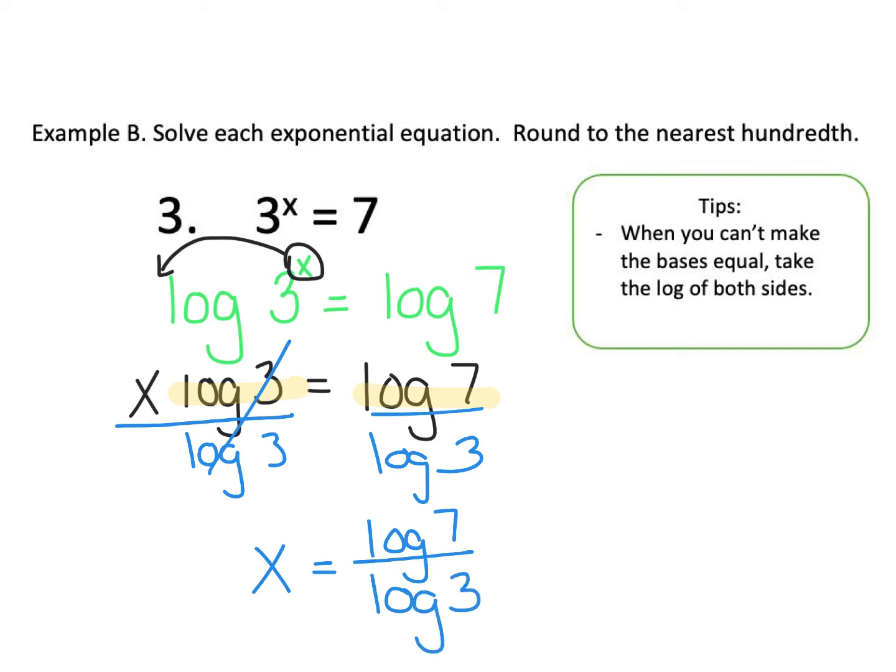This can just be typed into your calculator as you see it. When I do that, I get that x is approximately 1.77. Now you should do a check to make sure you don't have any extraneous answers. So when I have 3 to the 1.77, I actually just leave the previous answer on my screen. So what I actually type in is 3 to the answer power, and I get exactly 7.